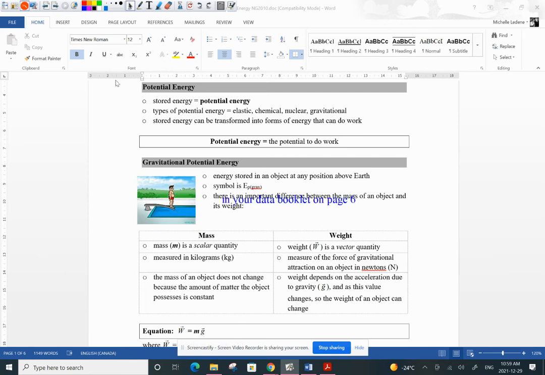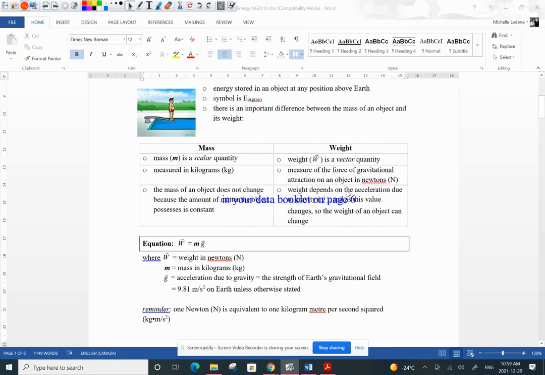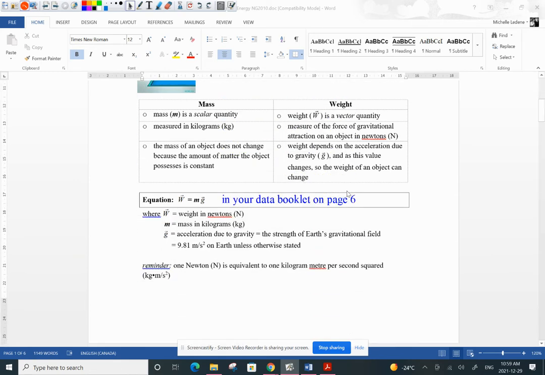For this one, in your data booklet on page 6 is where we have this equation. Weight in newtons is equal to the mass times the gravity, with mass in kilograms. The acceleration due to gravity, the g with the little arrow on it, is 9.81 meters per second squared. That's on Earth. If you're talking about the moon, you'd have to be provided that information.